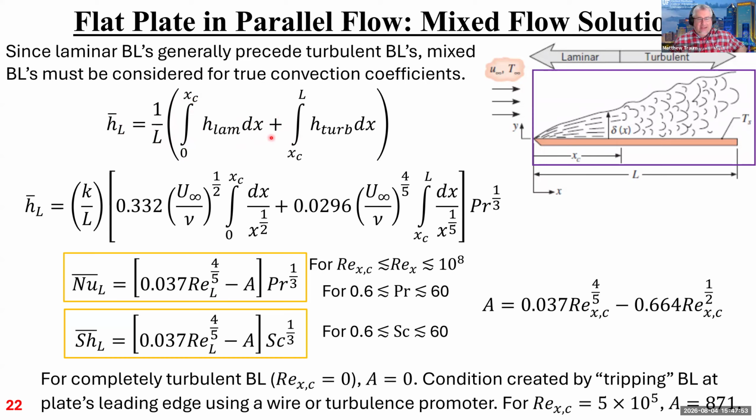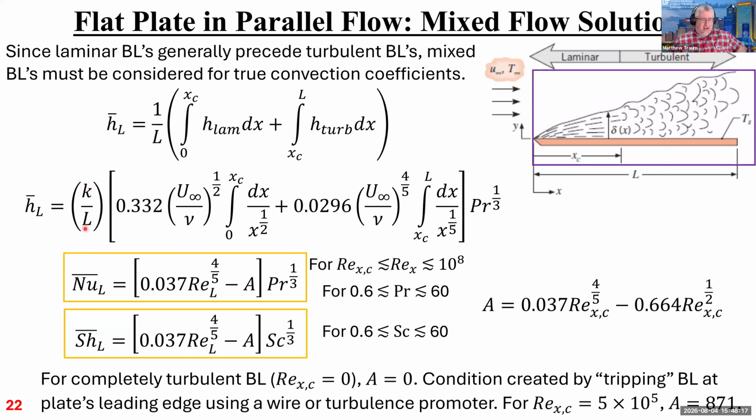And then we're going to add to that from the transition spot to the end of the plate, the contribution from the turbulent velocity profile. Add that all together, take it 1 over L to get an average, and that's going to be our average forced convection heat transfer coefficient over the entire plate, right? So here I am doing it, plugging in all the values. These are the correlations that we know. A bunch of this stuff is constant and comes out, right?